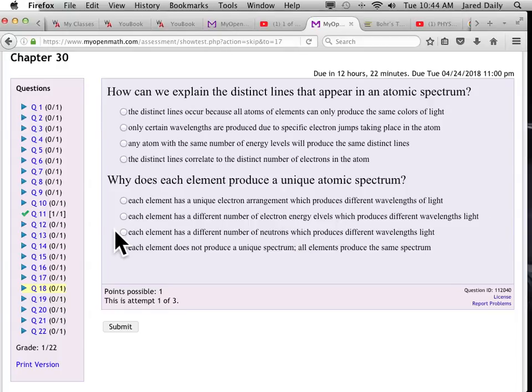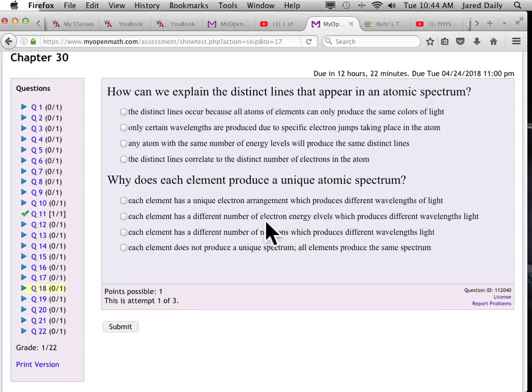Each element has a different number of neutrons, which produces different wavelengths of light. So the neutrons are not the thing here that are producing anything. The neutrons are somewhat responsible for how the energy levels are created, or where they are, but they don't actually create any light, right? Each element does not produce a unique spectrum. All elements produce the same spectrum. Well, we know that's wrong. So it's either 1 or 2, and I would say 2 is the better answer, because the electrons are not the thing that are configured.